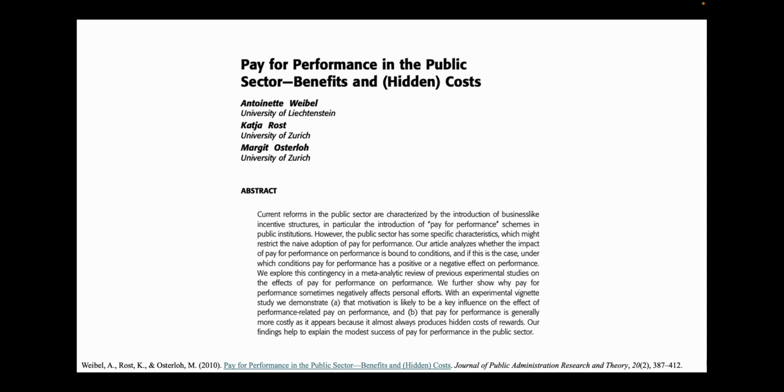Weibel and colleagues did a study that has two parts. In the first part, they gathered all the empirical studies that had been done and conducted a meta-analysis, trying to tease out what factors influence the effectiveness of pay for performance in the public sector. And then they followed with a vignette study, which is an experimental study, trying to tease out whether there are any hidden costs associated with pay for performance in the public sector.